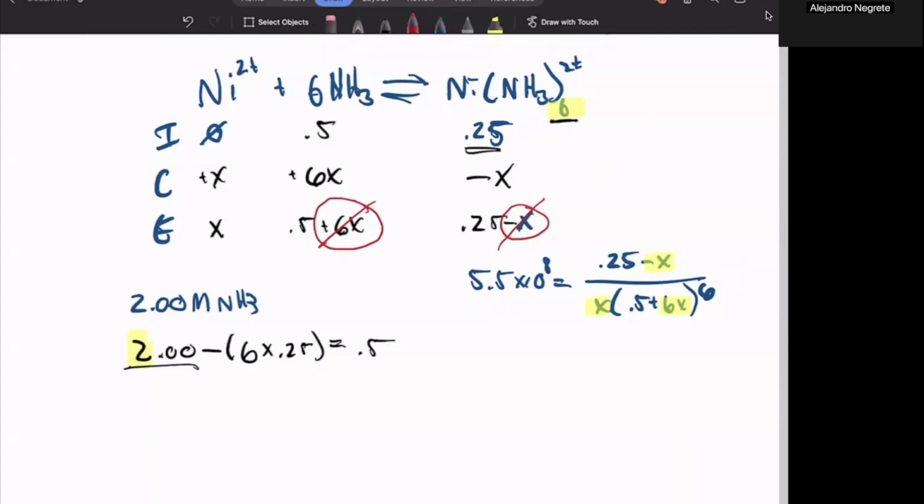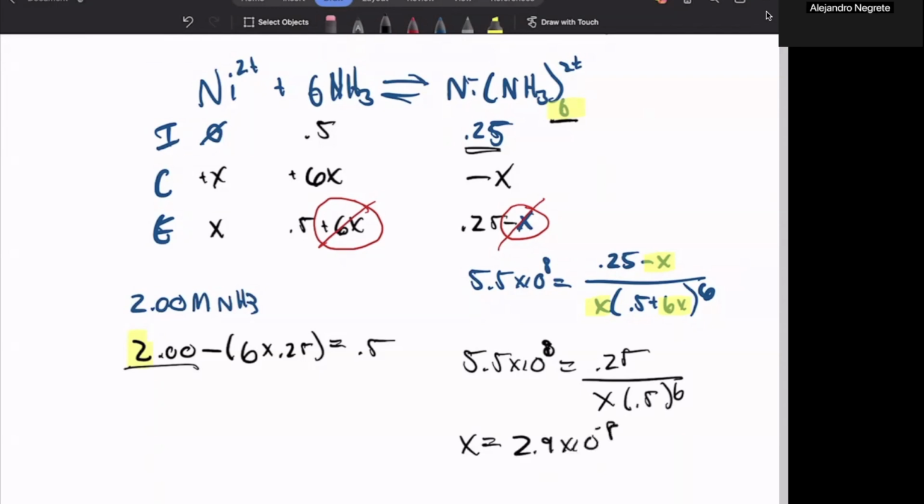Okay. So if we rewrite this, let's clean this up. We're going to have 5.5 times 10 to the 8th is equal to 0.25 over x times 0.5 to the 6th. And then we can solve this. So we do some algebra. X ends up being 2.9 times 10 to the minus 8.